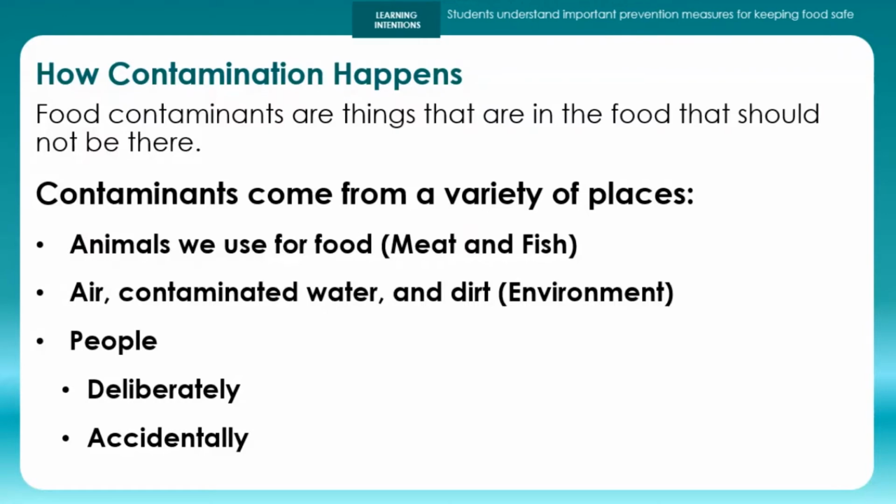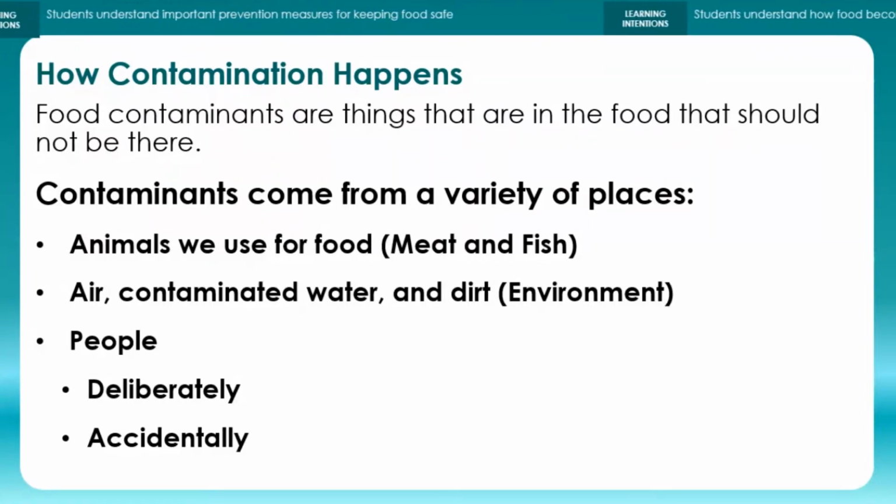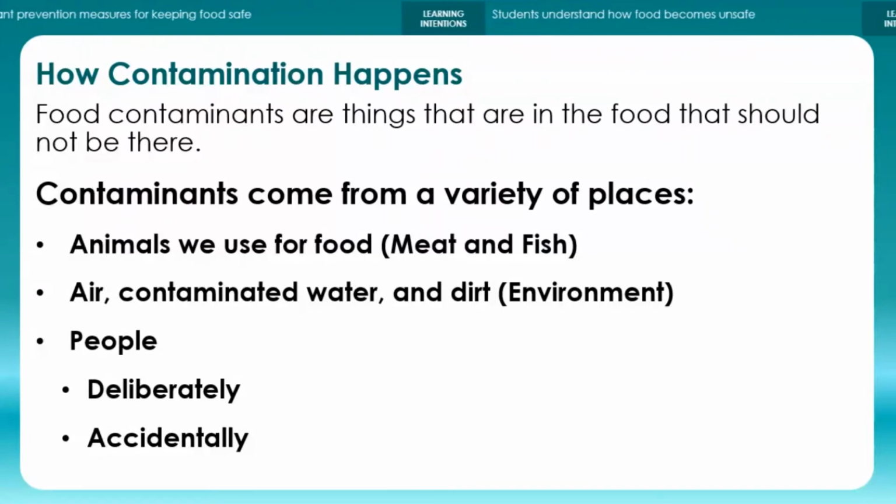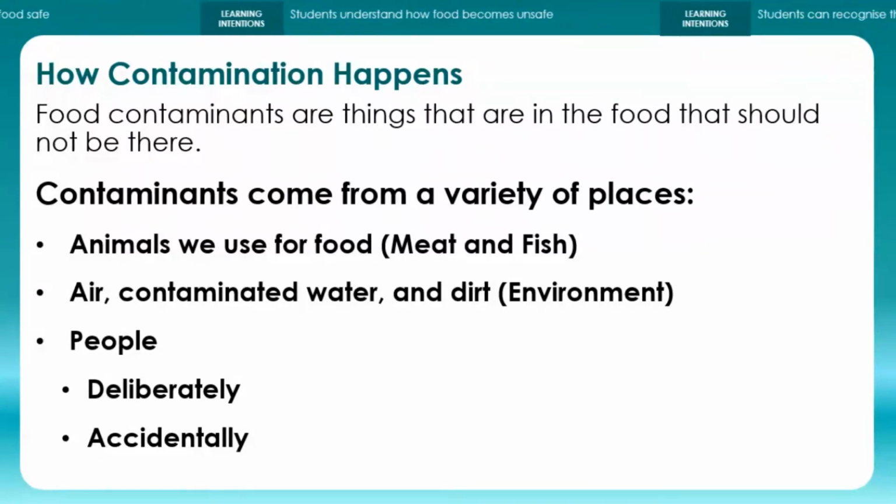It can come from animals. It can come from the meat and the fish. It can come from the air, the contaminated water or dirt in the environment. It's in the soil. That's why we wash our vegetables. And it can also be a deliberate act from people, or it could be accidental.